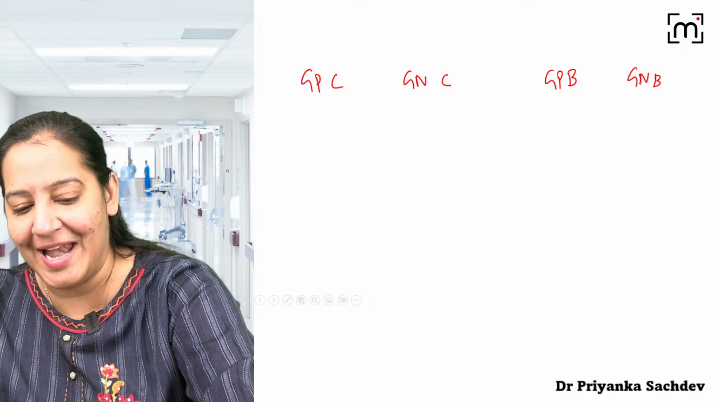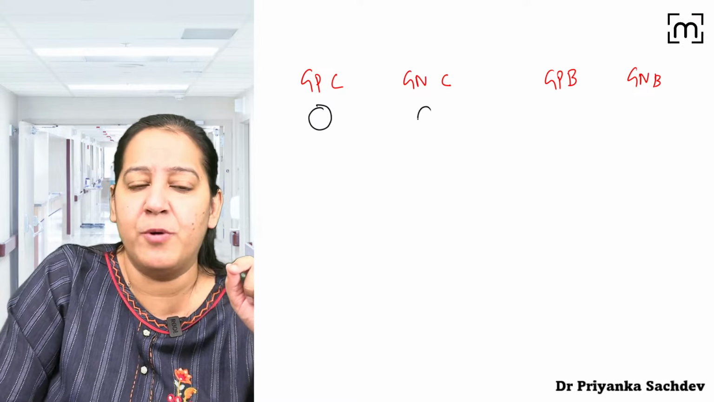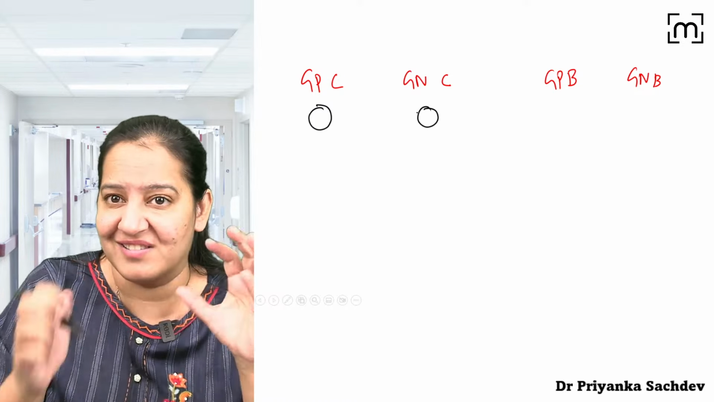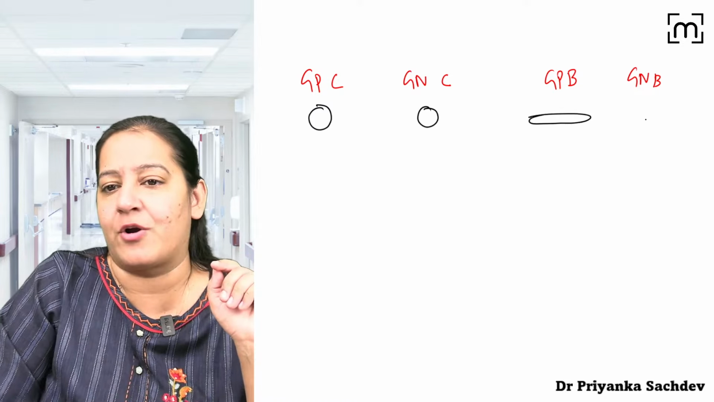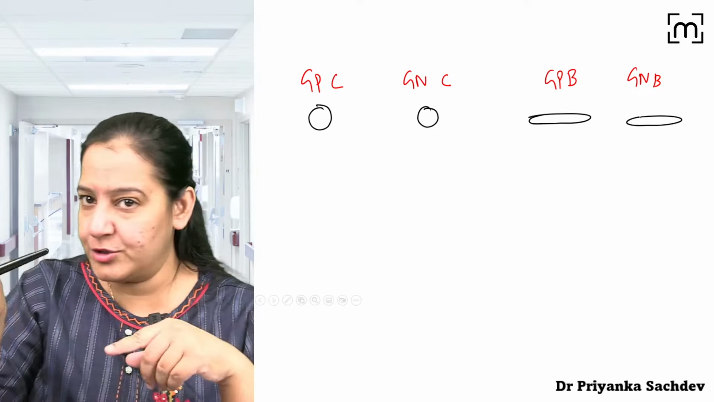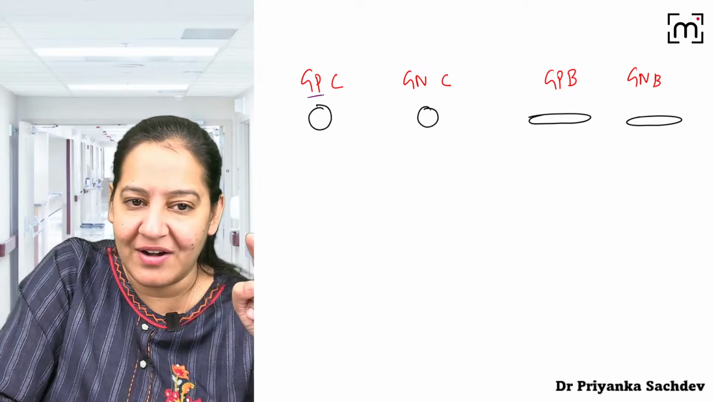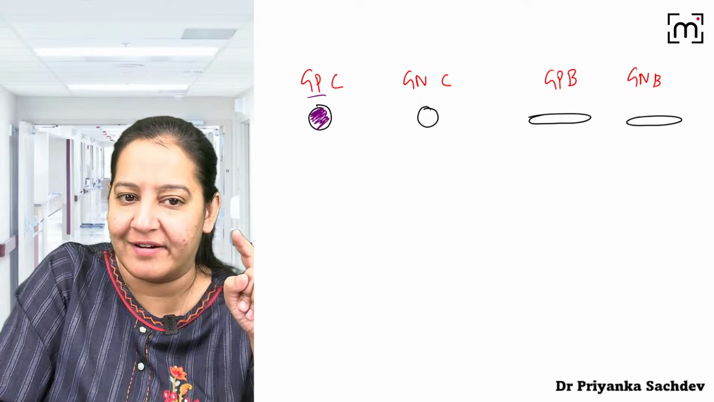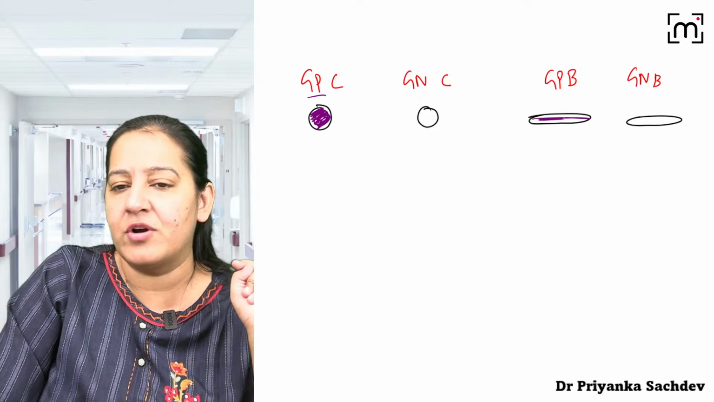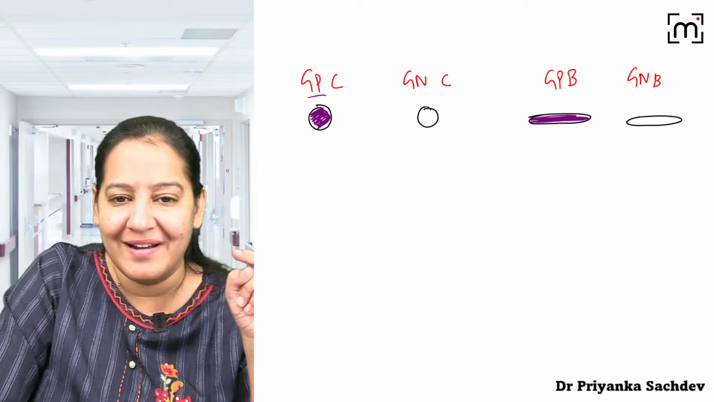How many of you can help me in drawing? It will give you clues in the question. These both are cocci, so these are spheres, circles. And these both are bacilli, so these are rods. So the two are cocci, the two are bacilli. Now based on the color: this one is gram positive, so of course it's violet color. Let me fill it with violet. This is also gram positive, let me fill it with violet. And these two are gram negative.